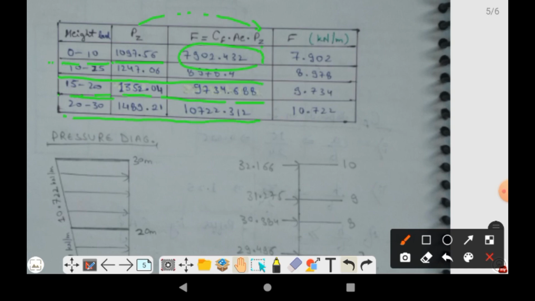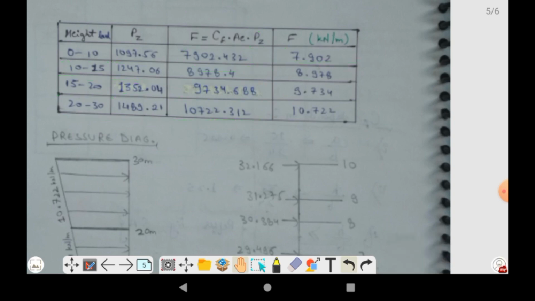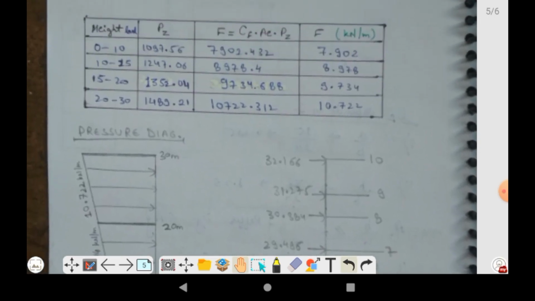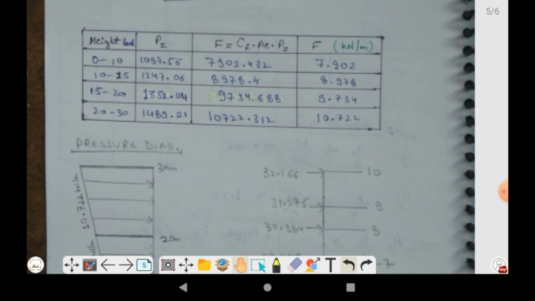Now converting the whole value into kilonewton per meter, we would simply divide this value by 1000. On dividing the value by 1000, we would be able to find all the values in kilonewton. So now from the above table we are able to find the value of design wind load for different levels of heights.